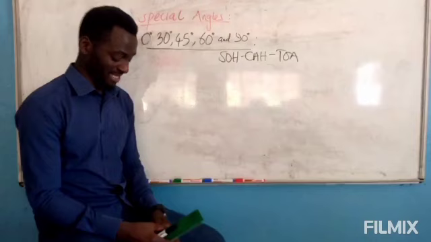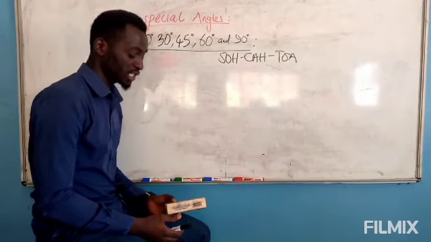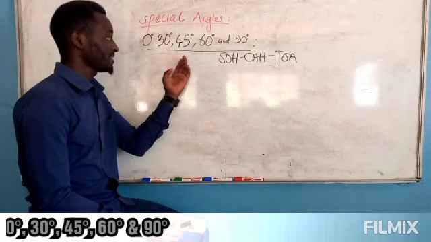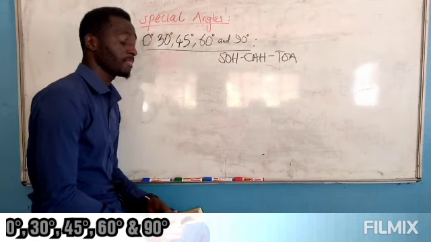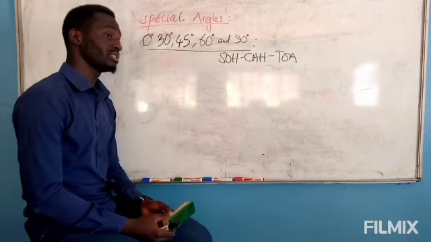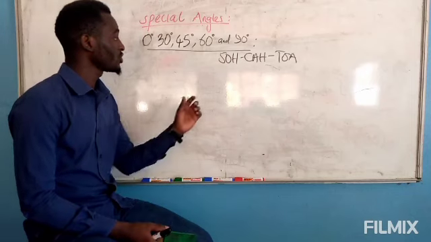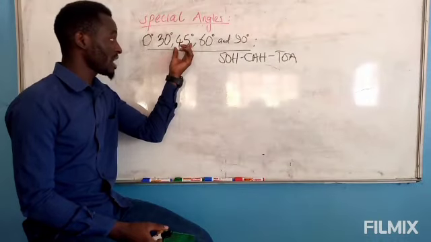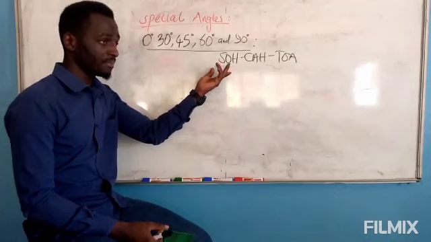So that being said, we have the following special angles: 0 degrees, 30 degrees, 45 degrees, 60 degrees, and 90 degrees. These are the special angles you need to know. Today I'm going to start with 45 degrees, and I'll show you how to get the 45 degrees applying SOHCAHTOA.